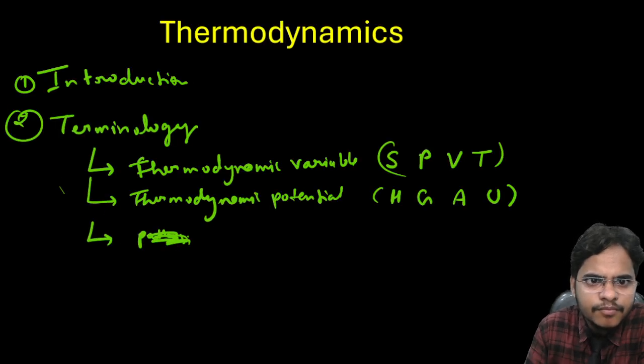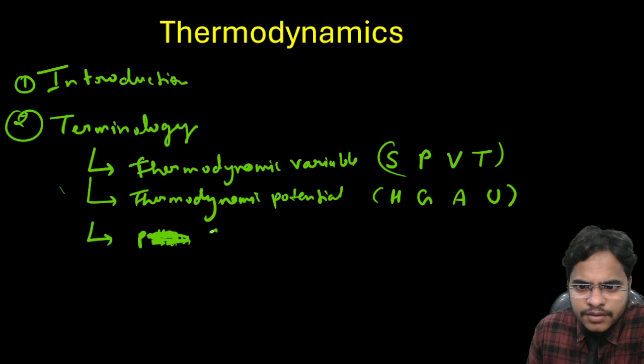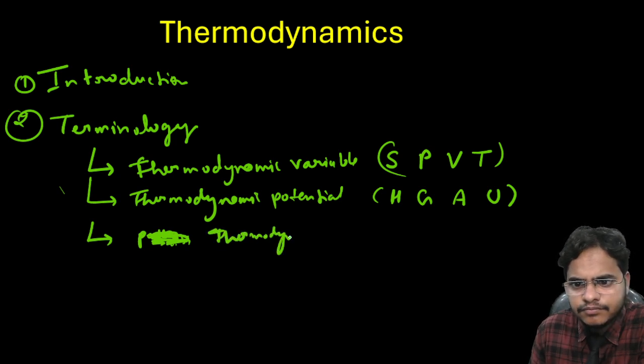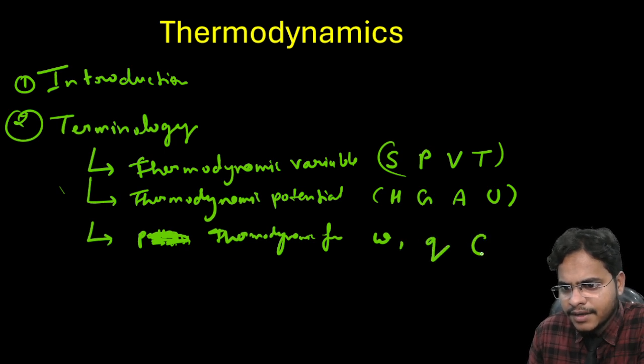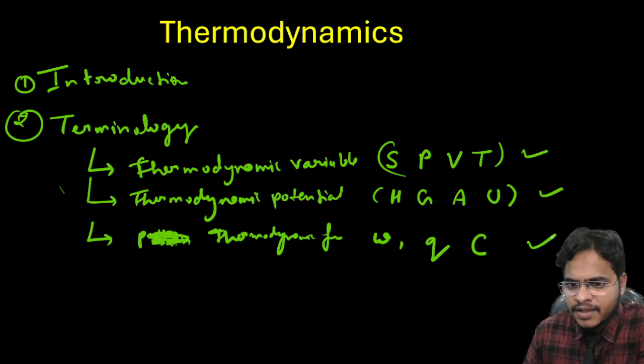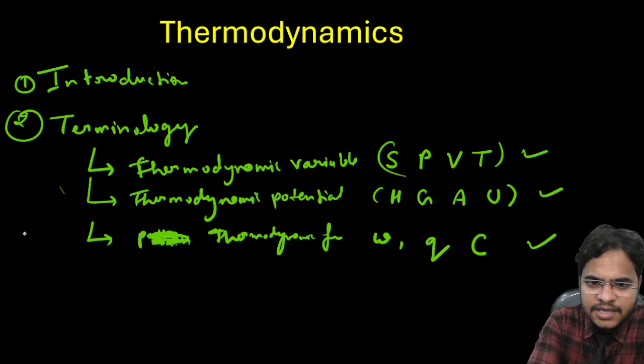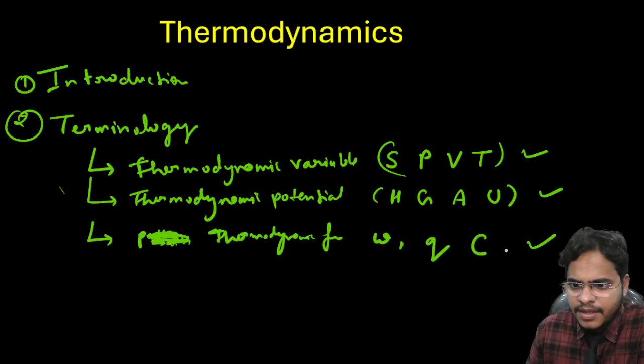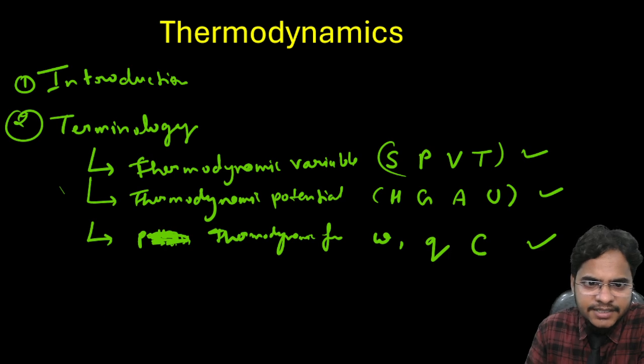We have 4 thermodynamics functions. Thermodynamics function means W, Q, and C. In the whole thermodynamics chapter, we see only these alphabets, and these alphabets have some specific meanings. Let us discuss.